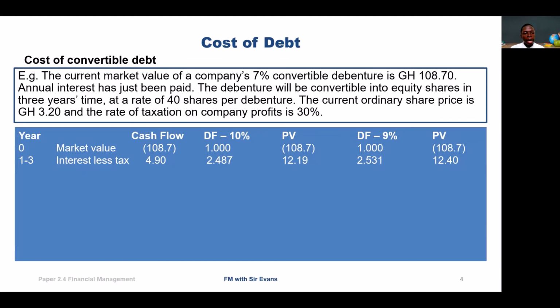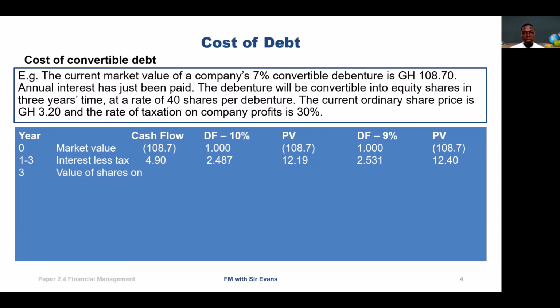So 4.9, other than that, you could do year 1, 4.9, you find the discount factor. Year 2, 4.9, find the discount factor. Year 3, 4.9, find the discount factor. So this has been bulked to give us a discount factor of 2.487 using 10% and 2.531 using 9%.